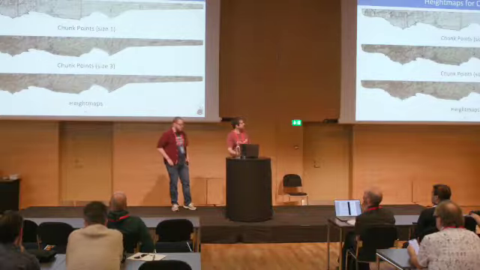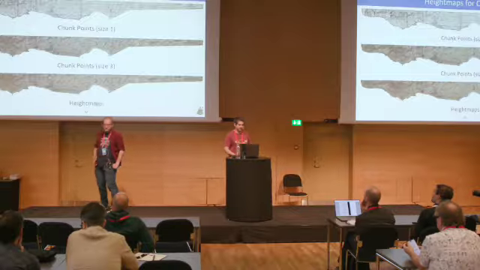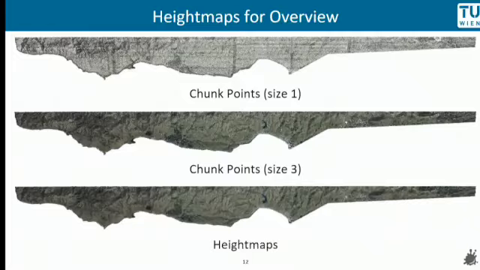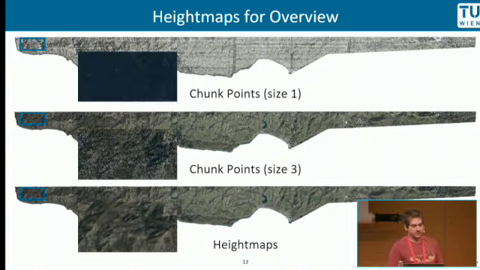As Markus mentioned, in this example we have roughly 330,000 points. On top you can see if we would just rasterize those points, it's pretty sparse. If we make the points a bit larger so that it fills most gaps, then you get something like in the middle. And it's okay, but the height maps are better. You can see it even better in close-up.